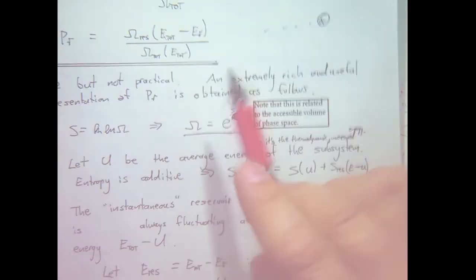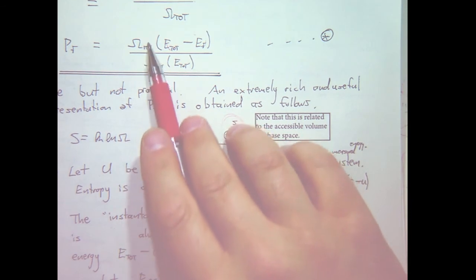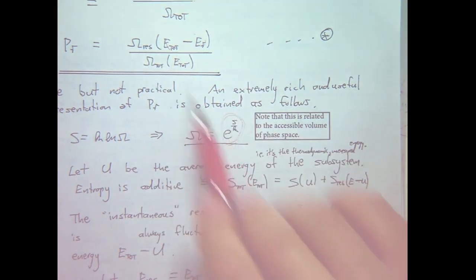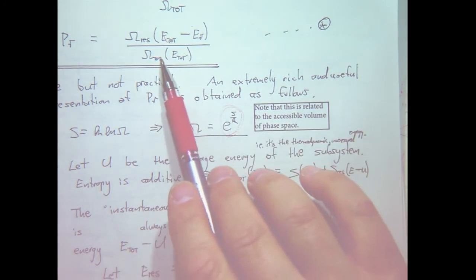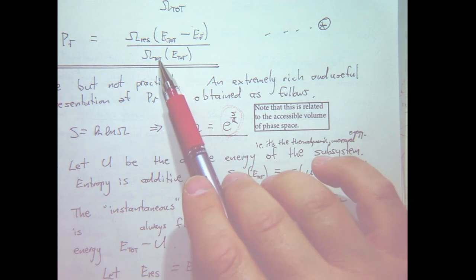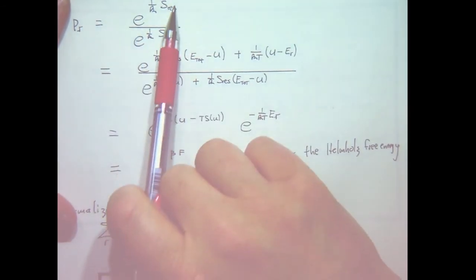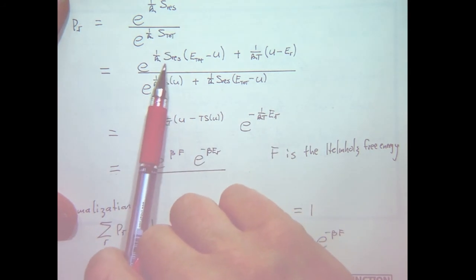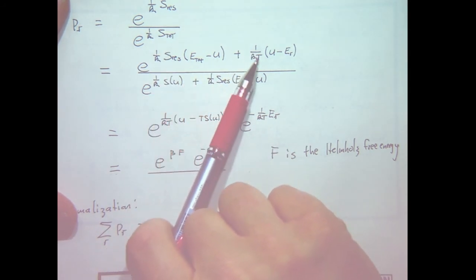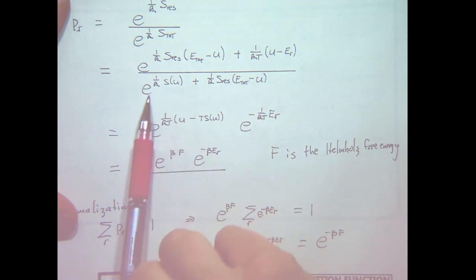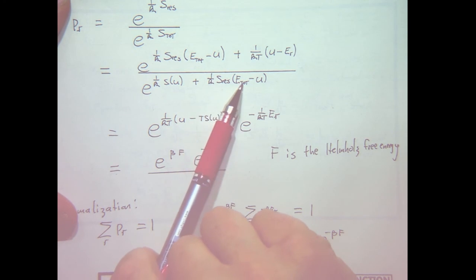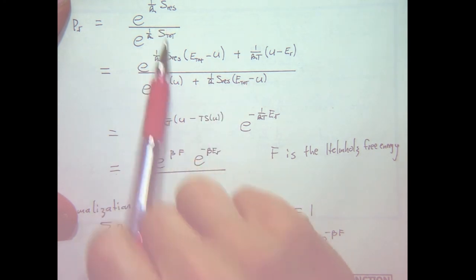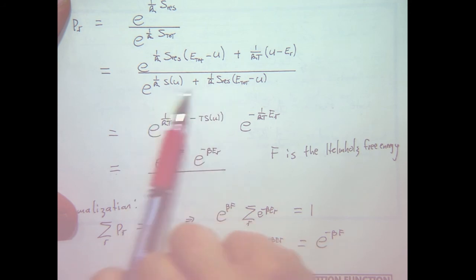This here is e to the S_res over k, e to the dimensionless entropy of the reservoir, and in the denominator, e to the dimensionless entropy of the isolated system. But 1 on k S_res is a function of E_total minus U, plus 1 on kT times U minus E_R. And in the denominator, you've got 1 over k S of U plus 1 over k S_res of E_total. So we've used additivity of the entropy in the denominator.